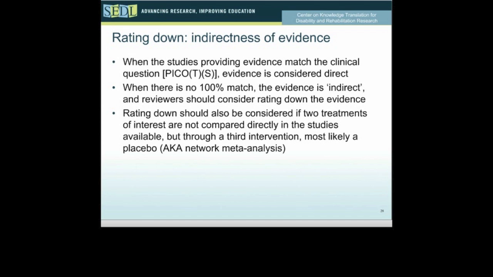Lastly, you should consider grading down for indirectness of evidence if 2 treatments are not compared directly, but only through a third one. You can only compare them through a third one. And those of you who have heard the term network meta-analysis know what I'm talking about.